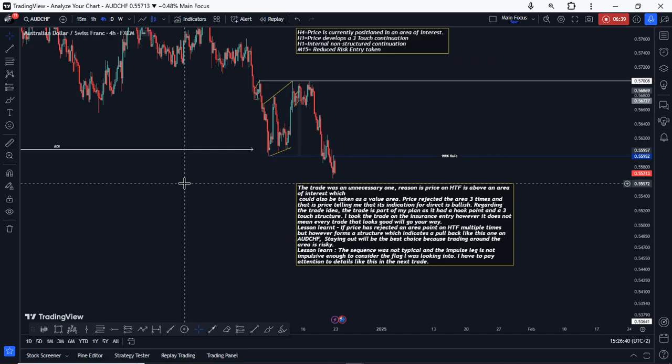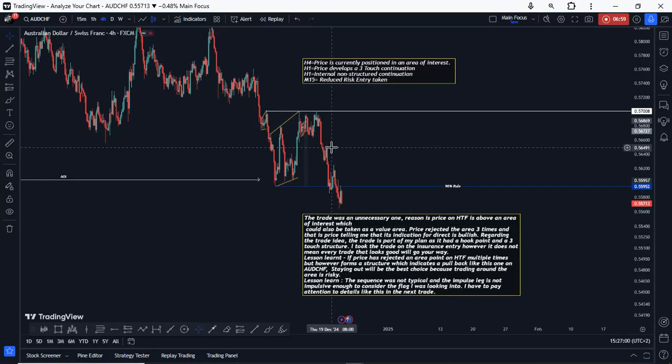Lesson learned: if price has rejected an area point on the high time frame multiple times, but forms a structure which indicates a pullback like this one on AUD Swiss, staying out would be the best choice because trading around the area is too risky. This was a very risky trade which was unnecessary because the only thing I was relying on was the 1, 2, 3 and the hook point.